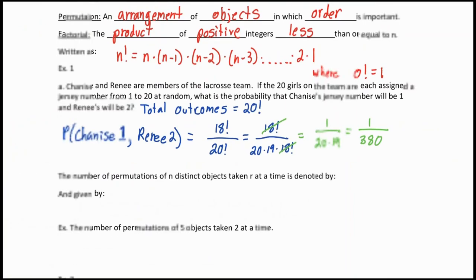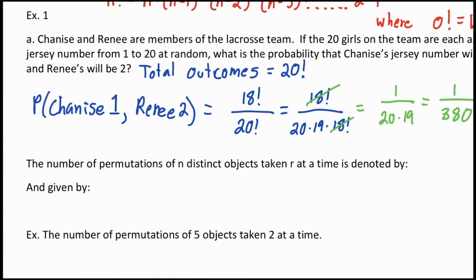Okay. So the number of permutations of n distinct objects taken r at a time is denoted by this. So we call this n, it's a permutation, and we're choosing a certain number of things. n is the total number of things that we have. r is how many we're picking. So saying like, all right, I have you guys, you're a class of 22, and I pick 4 students. Our n would be 22. What I'm picking, r, would be 4. Does that make sense?